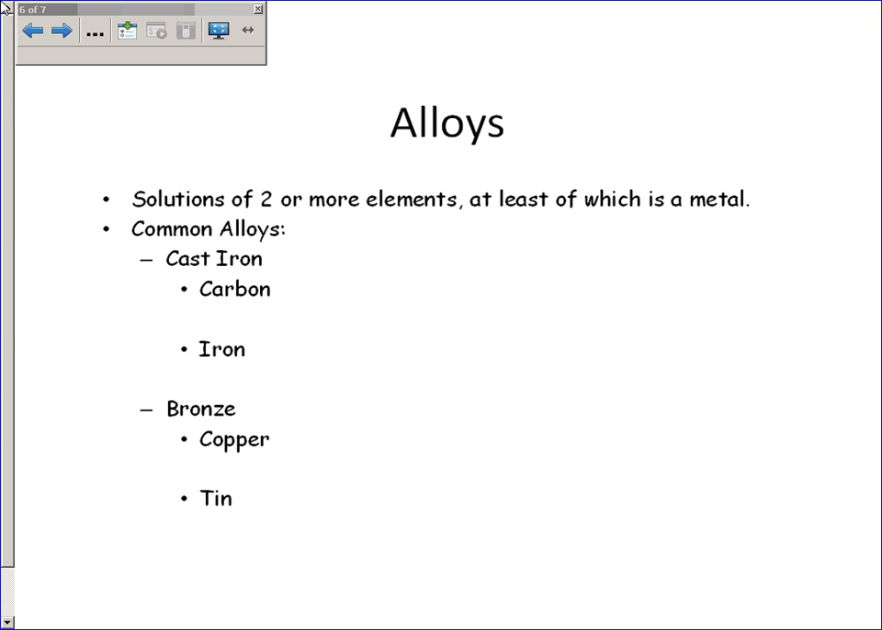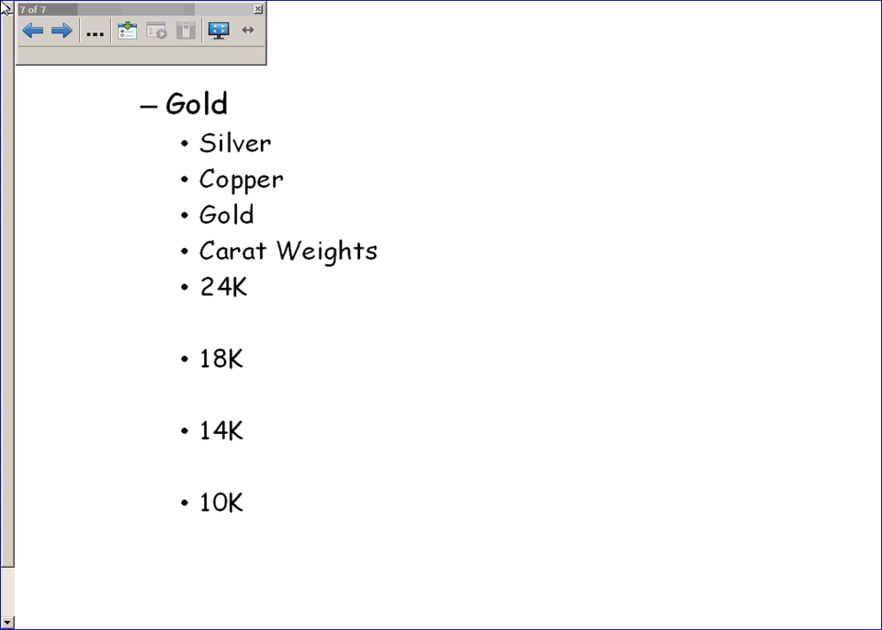So some common ones are cast iron. Cast iron is a mixture of carbon and iron. Bronze is a mixture of copper and tin. Gold is probably the most important alloy, and when you go to buy jewelry, what you're buying is a gold alloy. So it's pure gold mixed with silver or copper, and this allows it to increase its strength. So that's really the reason we have alloys, is because they're stronger and more durable.